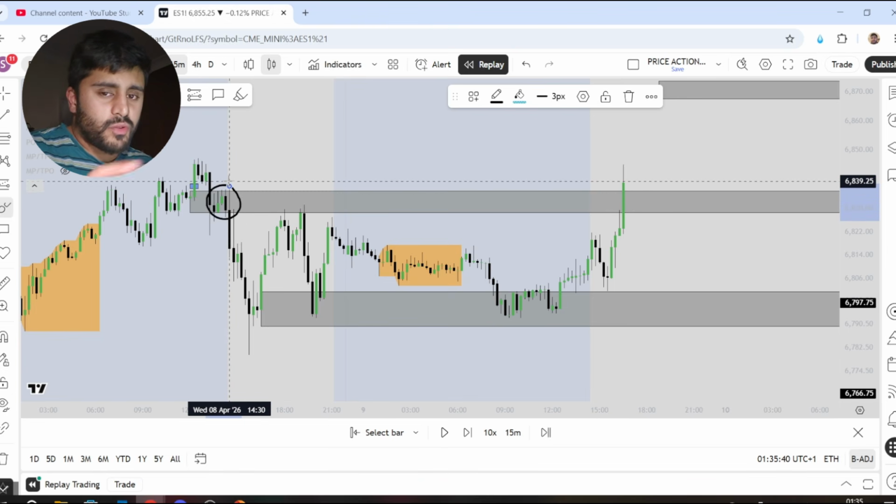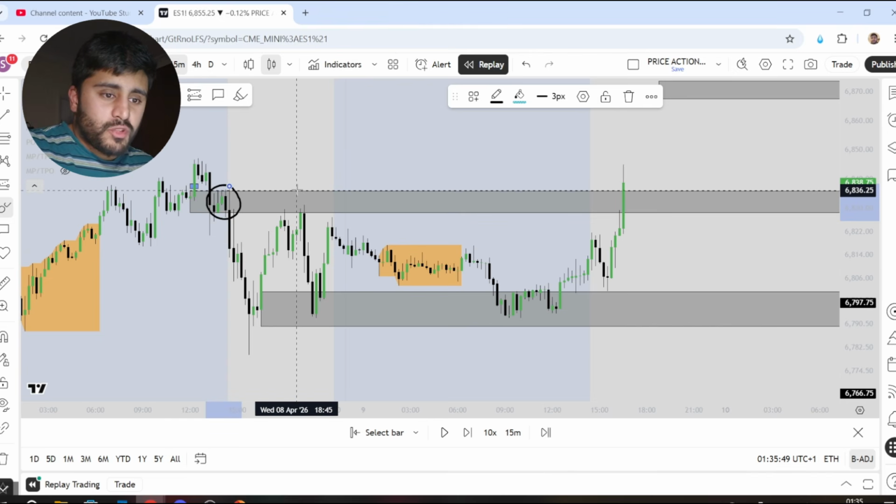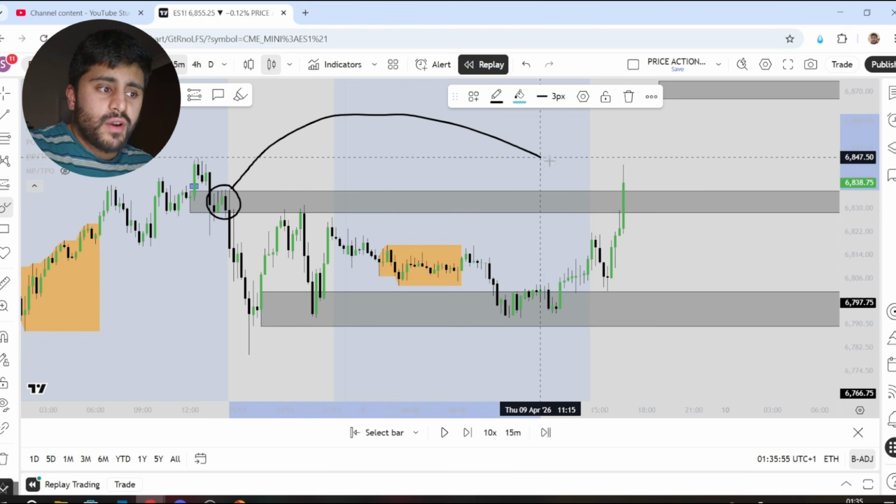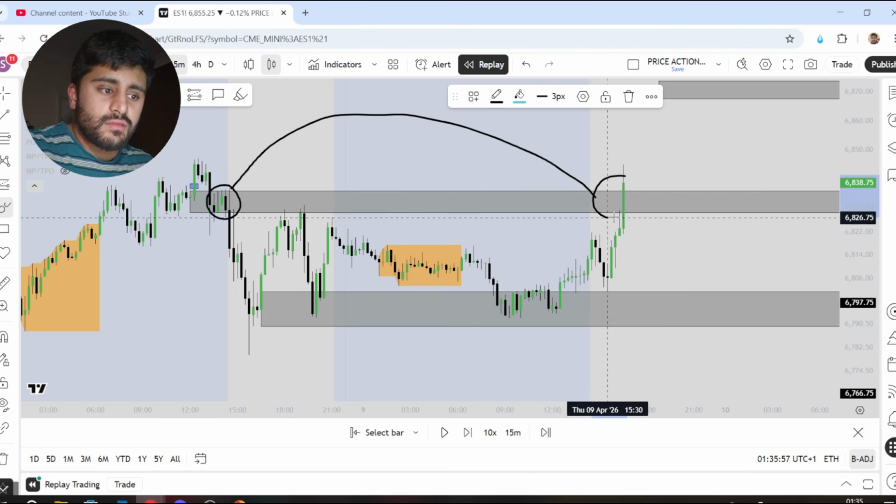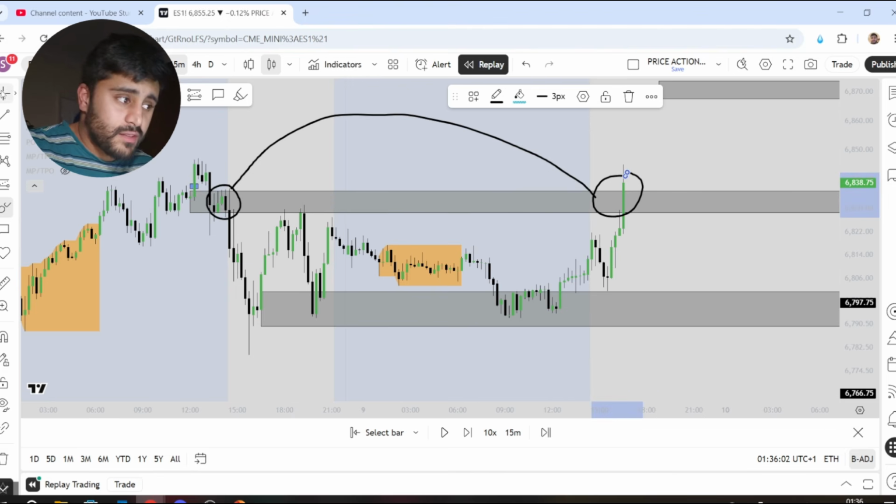A key level is where the absorption took place. Where are the buy and sell limit orders resting? Well, we know on ES it's between 68.36 and 68.28. So this is a key level here. Price is going to come back to this region. This is how I find my key levels.